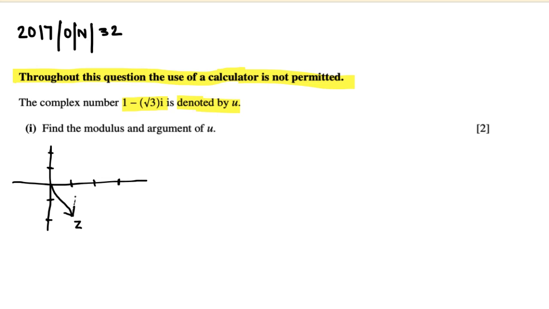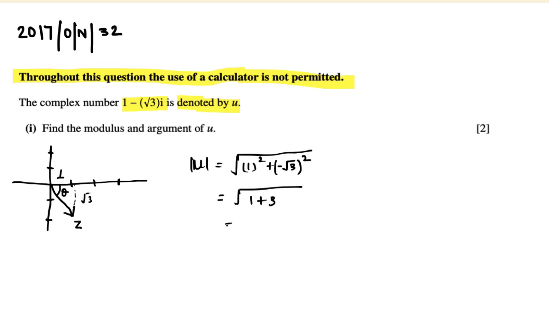So now if you see, this height is root 3 and this distance is 1, and this angle is the argument of this complex number. So at this point of time we'll use Pythagoras theorem to calculate the modulus of u. So I can write modulus of u equals root over 1 square plus negative root 3 square, which is equal to root of 1 plus 3, which is equal to 2. So modulus of u is 2.